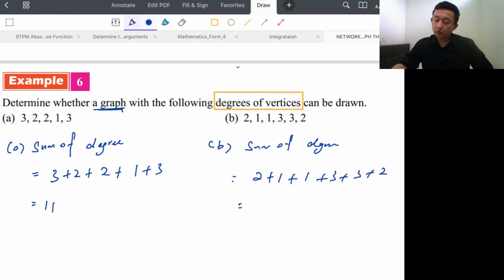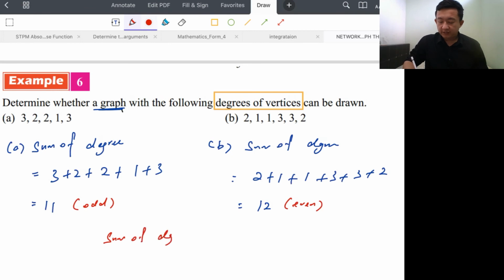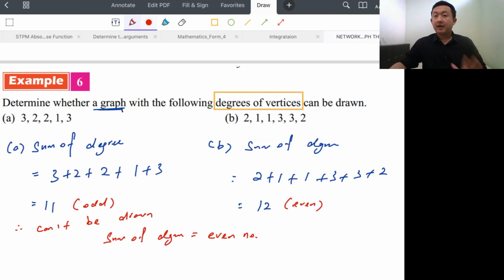How many do we have here? 2, 1, 1, 4, 7, 10. You have 12 here. Compare the answers. This is an odd number. This is an even number. I just want you to know, the sum of degree must be an even number to make it possible to be drawn. So this is an odd number, so this one can't be drawn. A can't be drawn. B, yes. You don't have to draw it actually. You just have to show that it's an even number. So this one can be drawn.